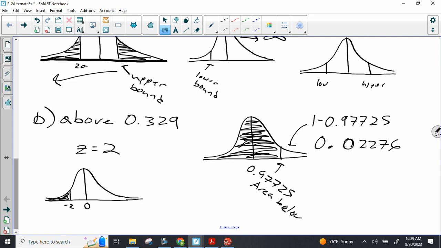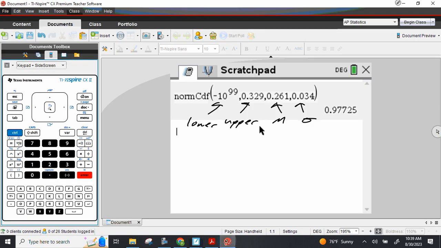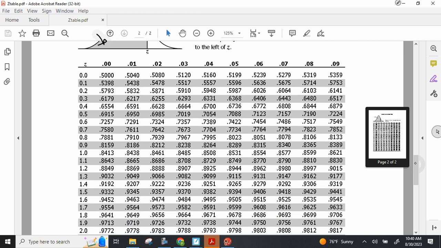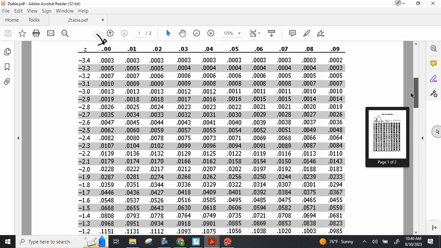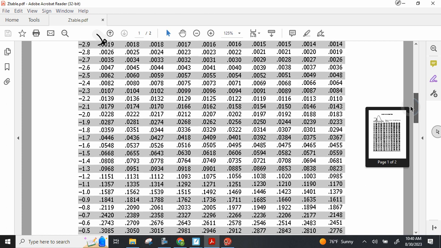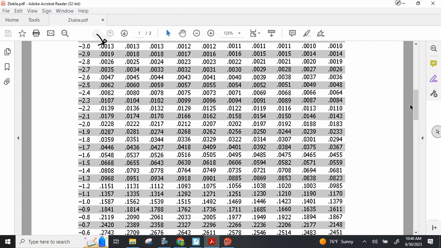I hope that it's close to 0.0227. All right, let's look. Not that one. Let's find -2 on here. That's over here. Oh, yeah, -2. Boom, shakalaka. There it is.